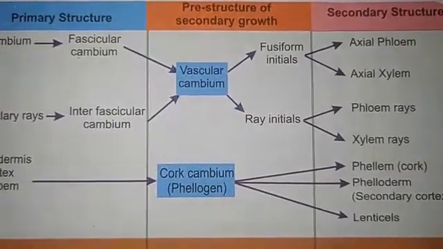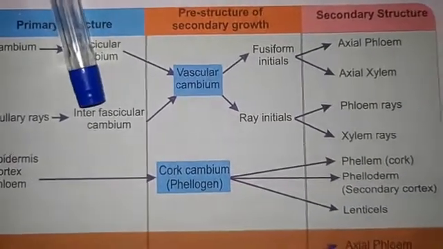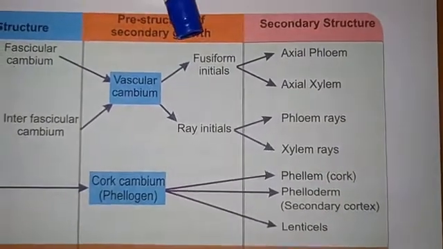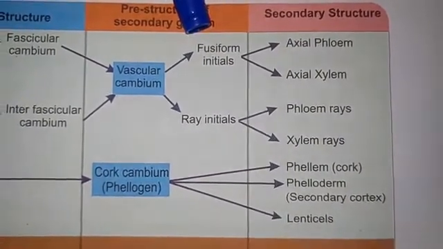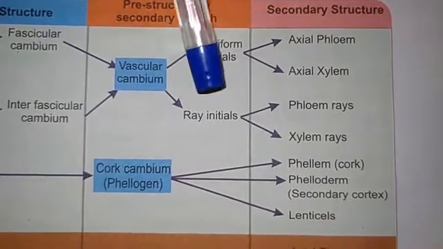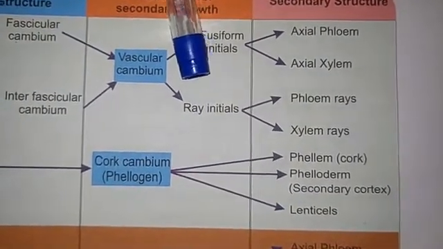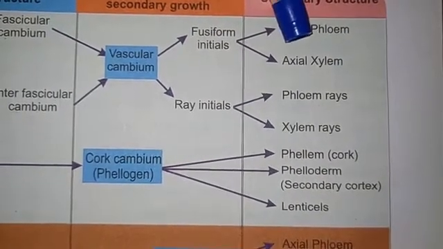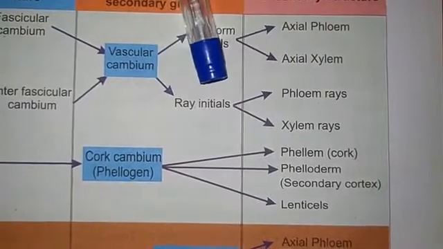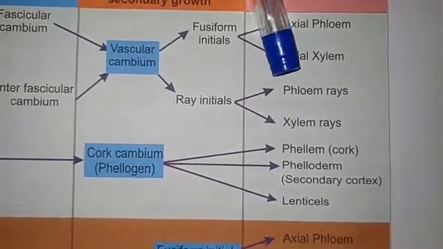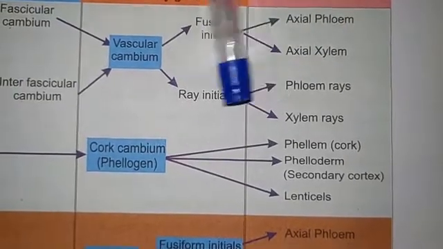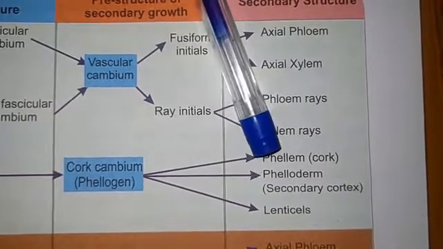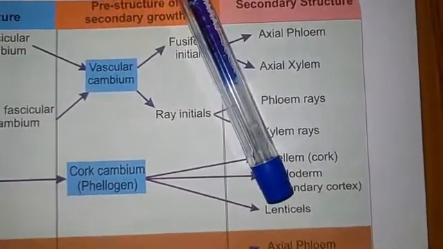In secondary growth, fascicular cambium and interfascicular cambium form vascular cambium. This vascular cambium gives rise to axial fusiform initials and radial ray initials. The axial fusiform initials give rise to axial phloem and axial xylem. Ray initials give rise to phloem rays and xylem rays. The cork cambium, that is phellogen, gives rise to phellem, phelloderm, that is secondary cortex, and lenticels.